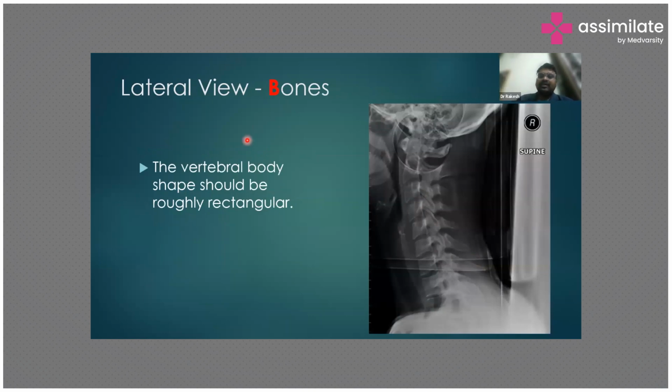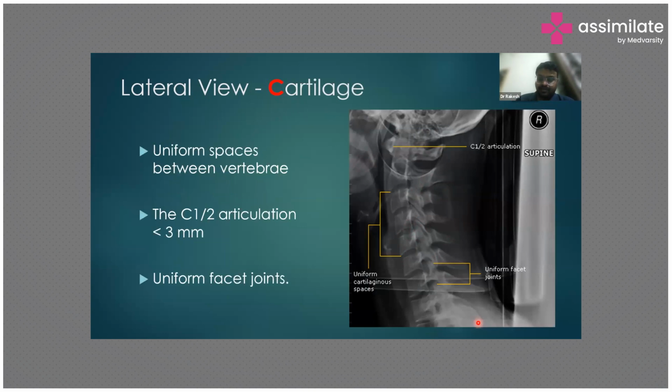Now, the second one is B. Alignment and adequacy are over. Let's go to the B's. What you should look for in B is that each and every vertebral body should be roughly rectangular in shape. B for bones: look at the vertebral body. Is it roughly rectangular in shape or not? Each and every vertebral body, you need to scan and see if they're roughly rectangular.